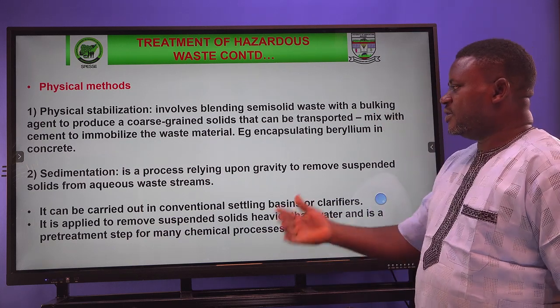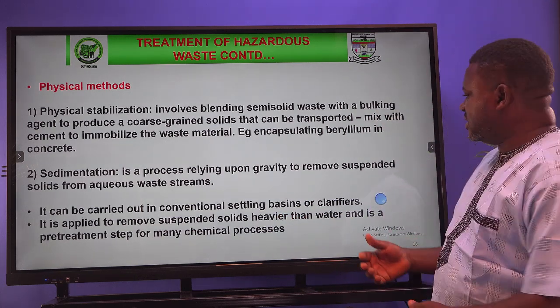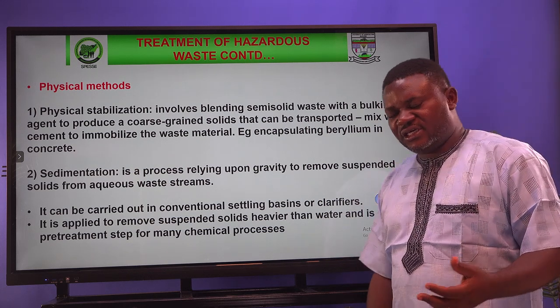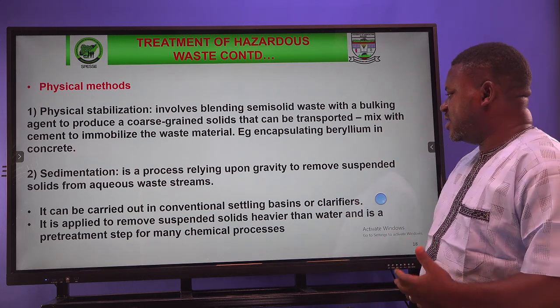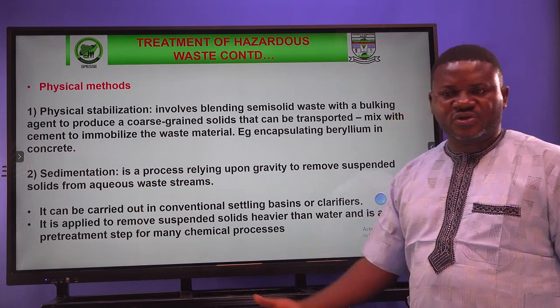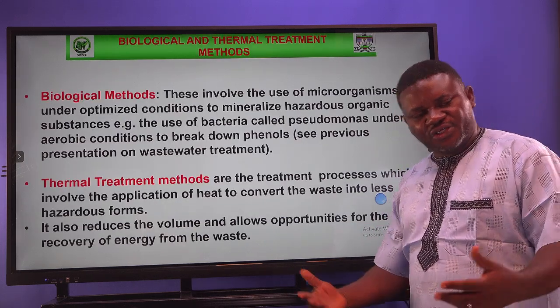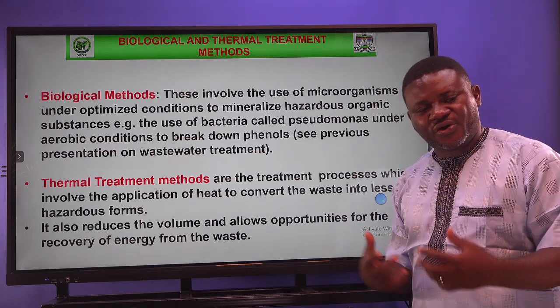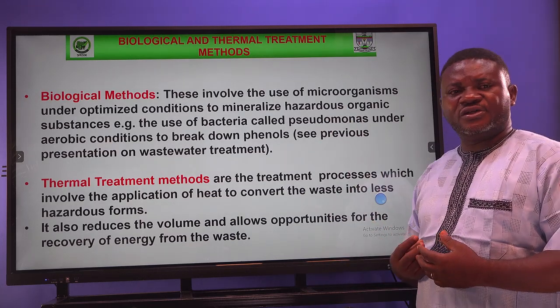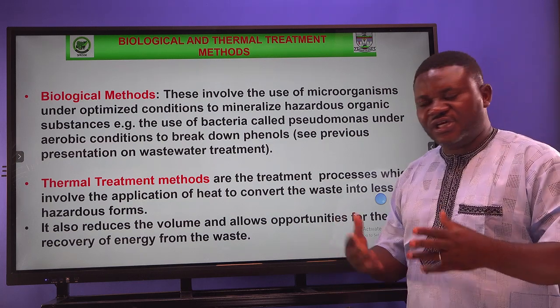Then we have the sedimentation, which is a process that relies on gravity to remove suspended solids from the aqueous waste streams, for instance. It can be carried out in conventional settling basins or clarifiers. It is applied to remove suspended solids heavier than water, and is a pretreatment step for many chemical processes. Then you have the biological methods. The biological methods here has to do with the use of microorganisms feasting on a particular hazardous material, therefore rendering it inactive.